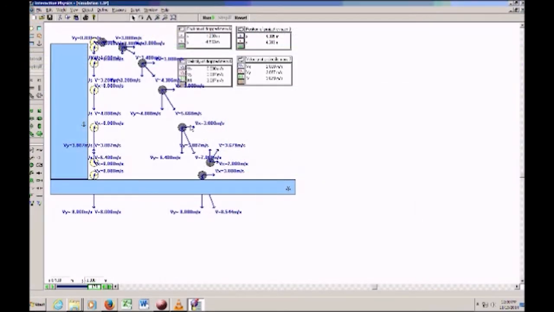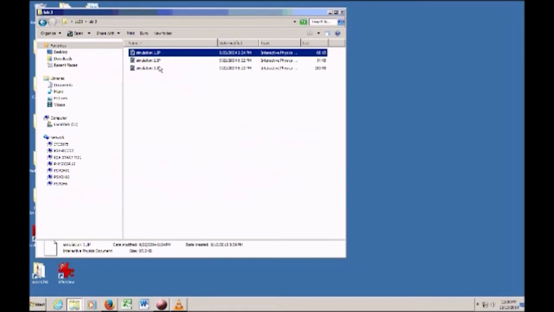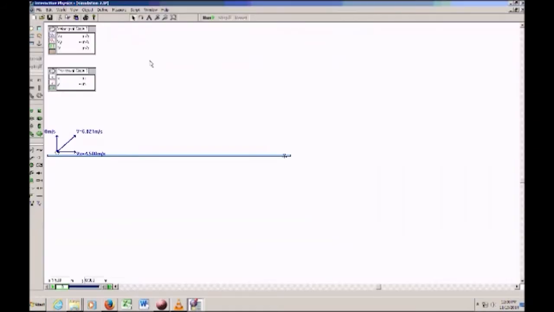Once you've printed this out and pasted it into your book, they've got a few questions about how you would describe the horizontal velocity or the vertical velocity of the two balls. So you answer those questions and then you're ready to move on to the next simulation. You just close this one, and when it asks if you want to save the changes, just say no. You always say no to that. So we open up the second simulation.